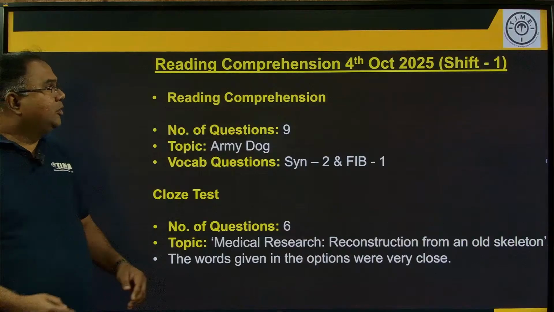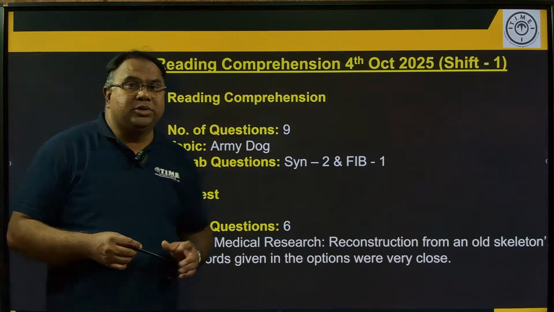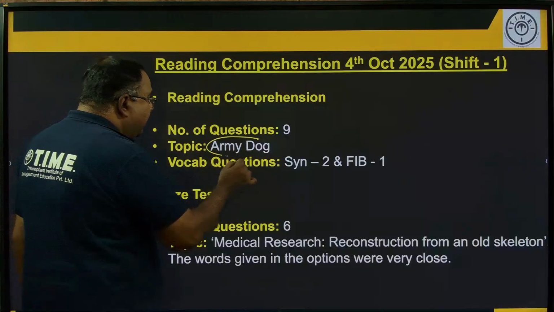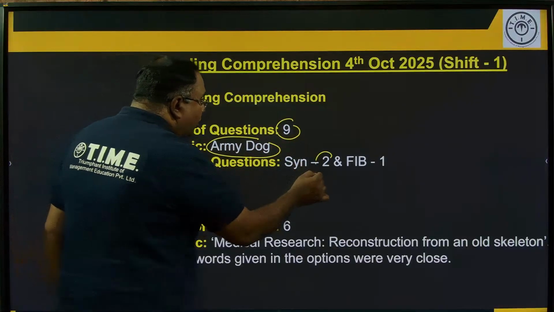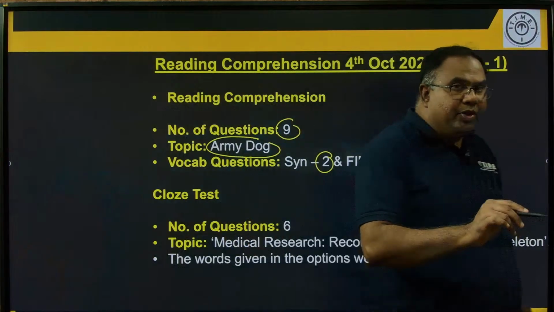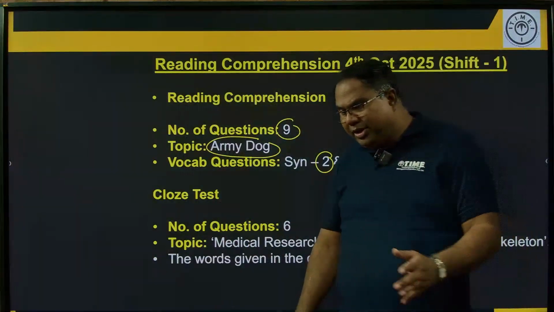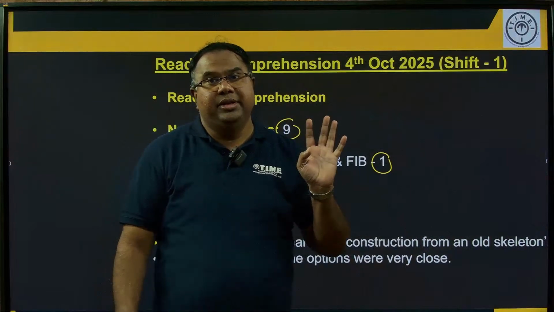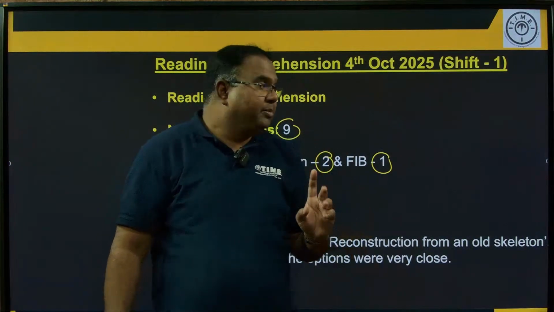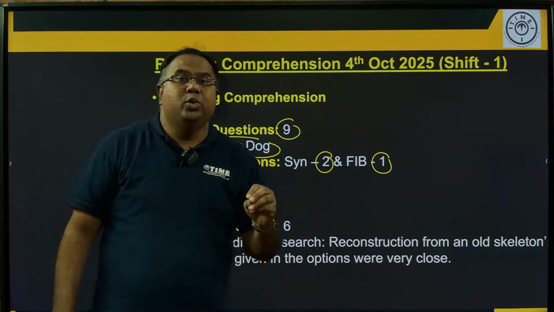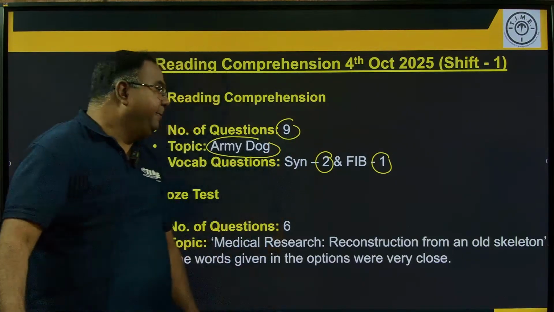Right. Now let us look at details of reading comprehension and cloze test. This is shift 1. The passage was based on Army Dog. 9 questions. There are 2 questions on synonyms and 1 question on fill in the blank. See here. Now, if you observe IBPS PO over the last few years, definitely there are questions on fill in the blanks in reading comprehension, and there are questions on synonyms. 3 questions. The remaining 6 questions were directly based on the passage, which you can attempt by reading the passage easily, right?